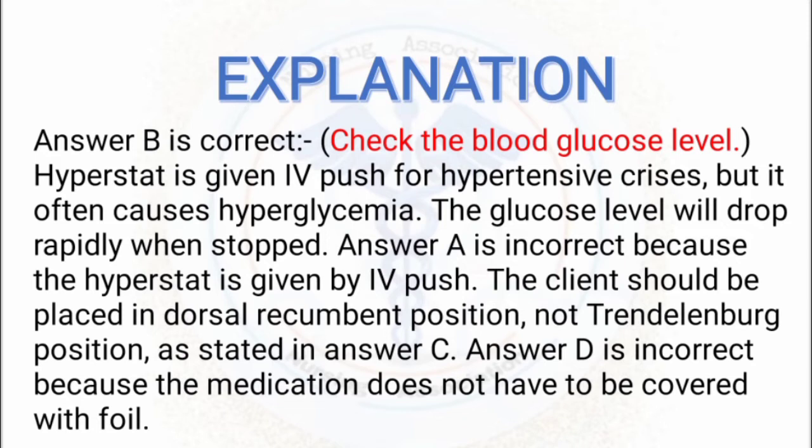So here the patient is suffering from hypertensive crisis and hyperstat is given IV, and by this it causes hyperglycemia and the glucose level drops rapidly. So we have to check the glucose level. So answer B is correct.